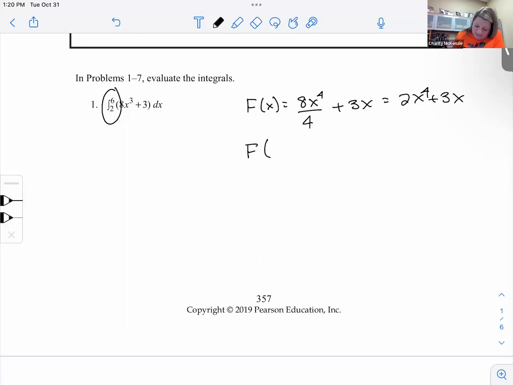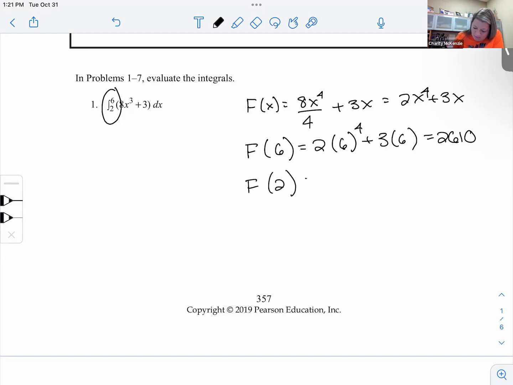So the antiderivative value at 6 would be 2 times 6 to the 4th plus 3 times 6, right? So put 6 into the answer you just got. I'm going to use a calculator, 2,610. Well, I used a calculator on my notes. Hopefully I didn't do anything wrong. And then we put in our next value, which is 2. Again, you'd have 2 times 2 to the 4th plus 3 times 2, and I get 38.